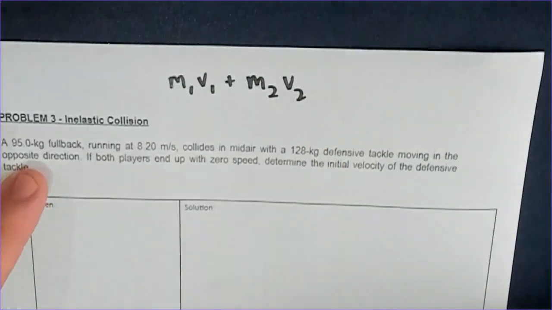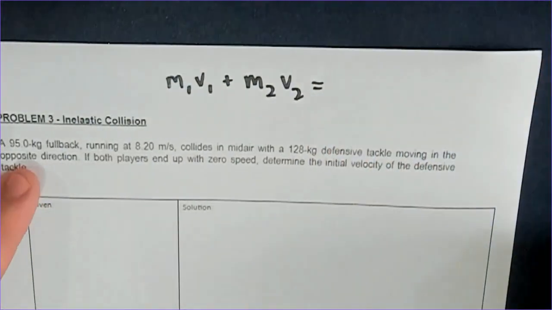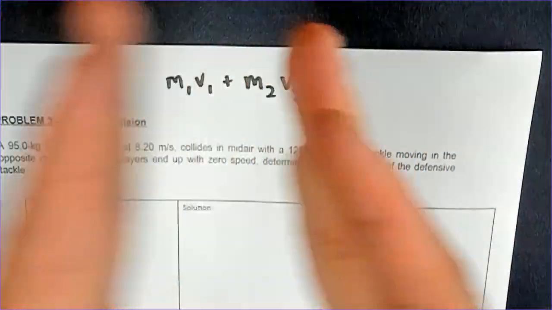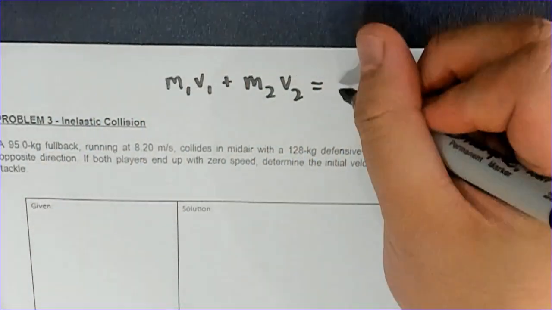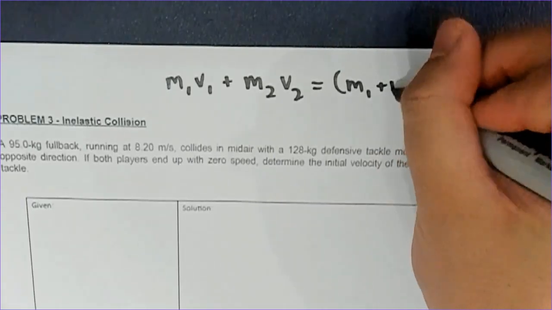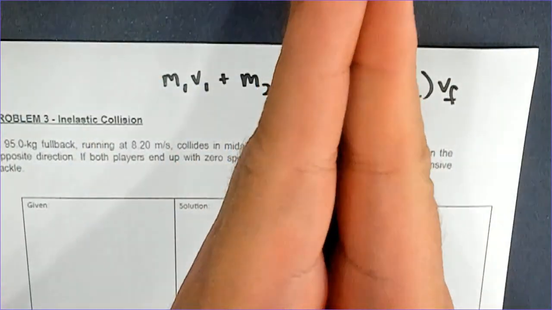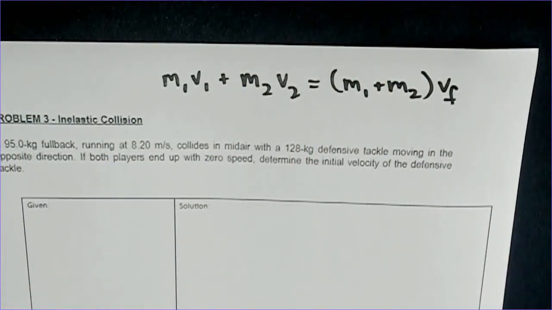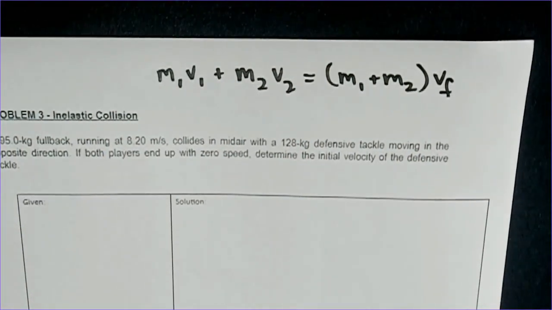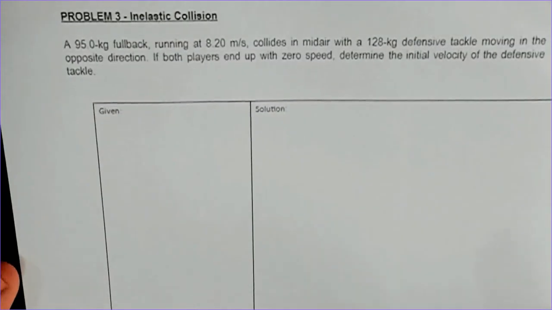They have separate masses and separate velocities at the start, and after the collision, momentum is conserved, but they stick together so that the masses add up. M1 plus M2 times Vf. Why? Because when they stick together, the masses combine, and Vf means that they go on the same velocity.